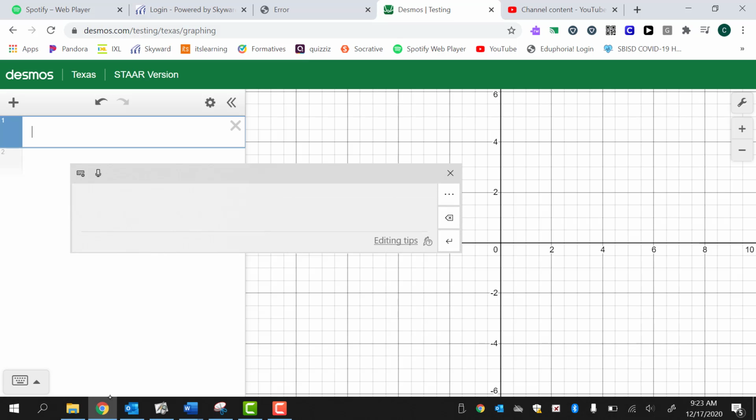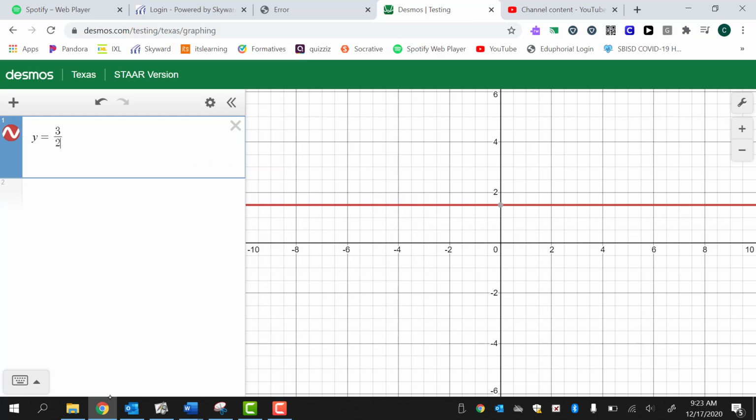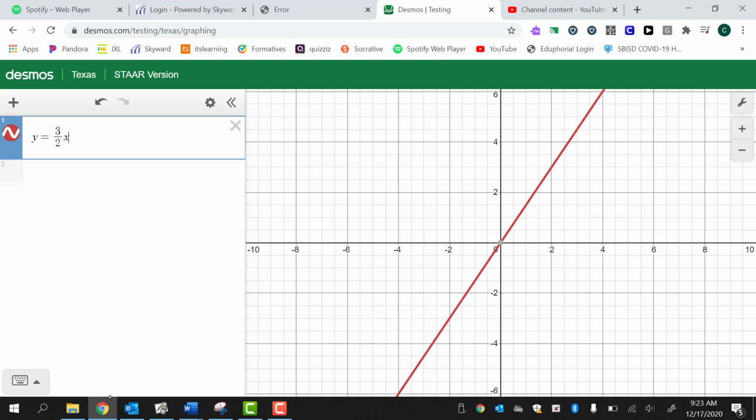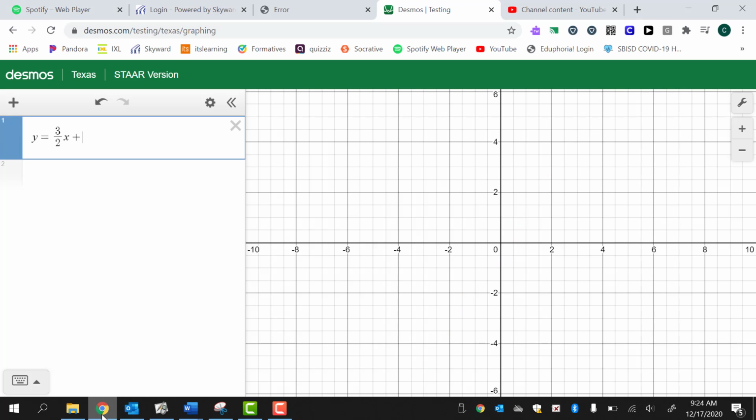And all I have to do is type. So you're using your keyboard: y equals the equation 3 over 2 x. Make sure when your x pops up that it's not in the bottom of the fraction, that it's next to it. It was 3 over 2 x and then what? I forget. Plus 2. So then plus 2. And it shows you what the graph looks like. How nice is that?